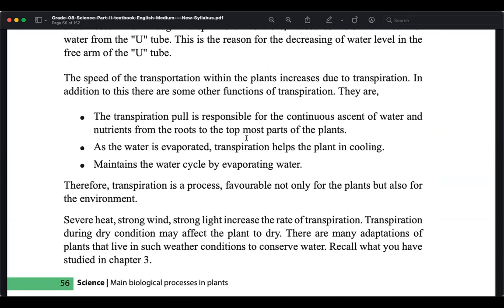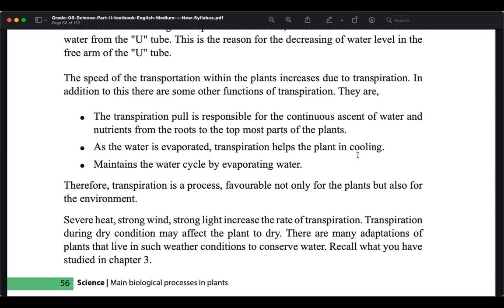Transpiration pull is responsible for the continuous ascent of water and nutrients from the roots to the top of the plant. Why? Because it's pulling. There's a gap. The water is evaporated. Transpiration also helps the plant in cooling.